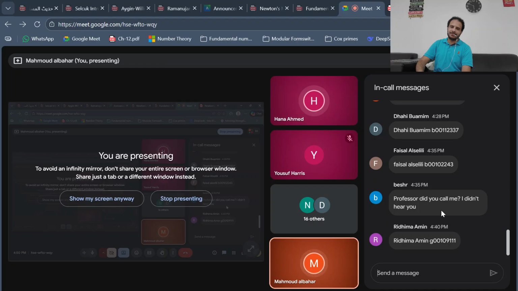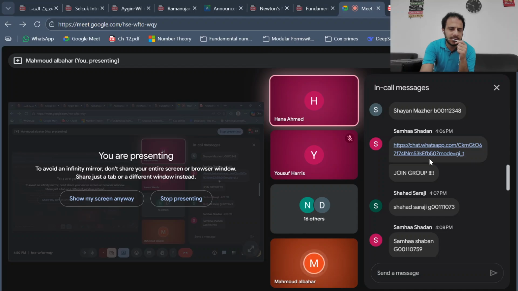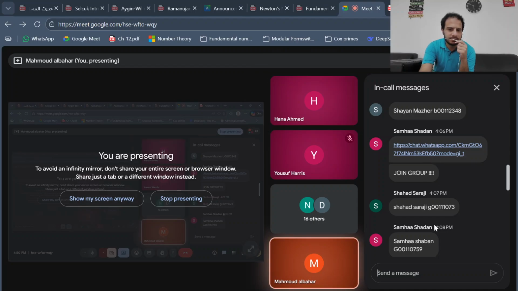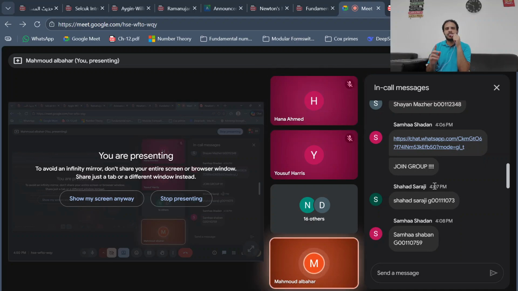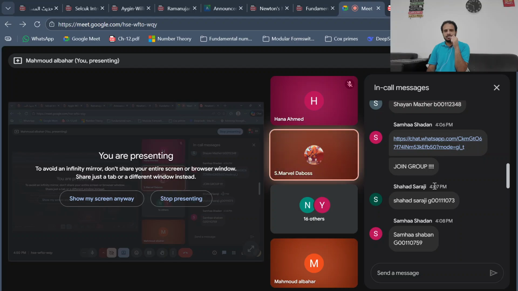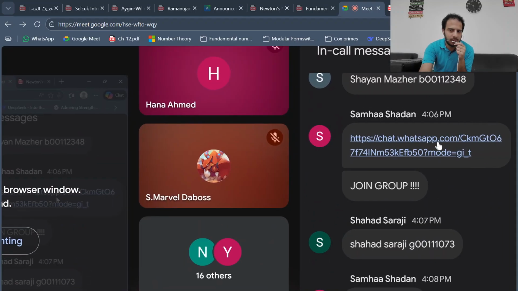Yes, when is the next quiz? We will discuss it. Did you join the WhatsApp group? We will discuss the best time for all of you. And it's about Newton's method and the mean value theorem. The first quiz is mean value theorem. The second one will be Newton's method. Professor, when is this quiz? We didn't decide yet. See the WhatsApp group link here. Join and we will discuss it.